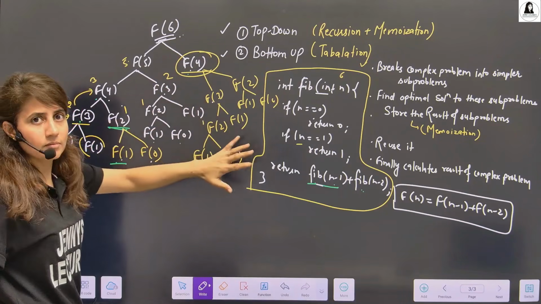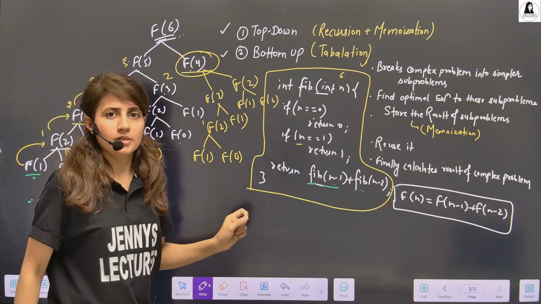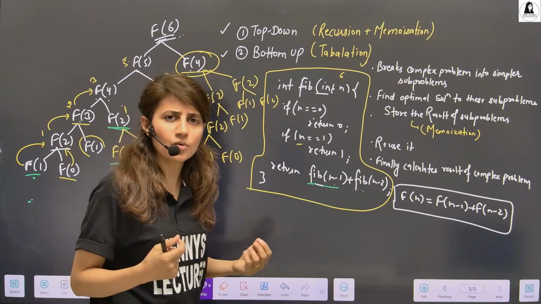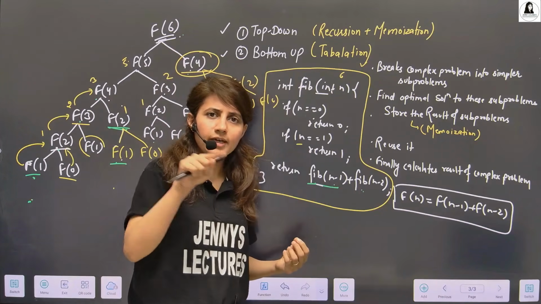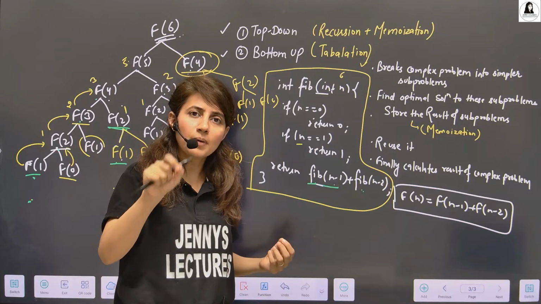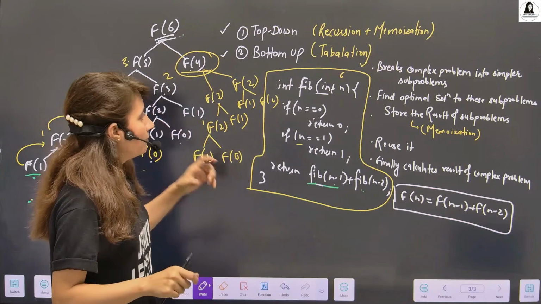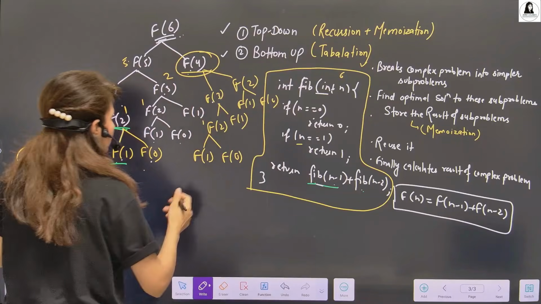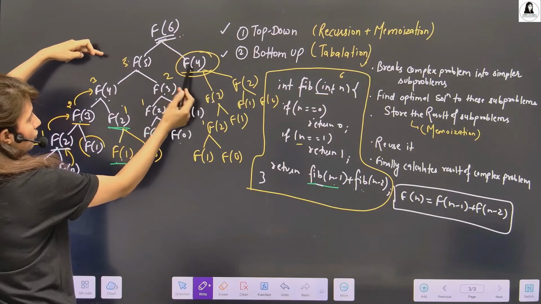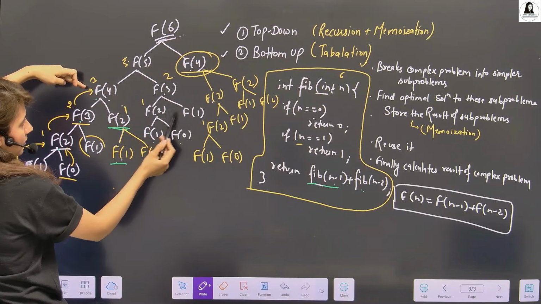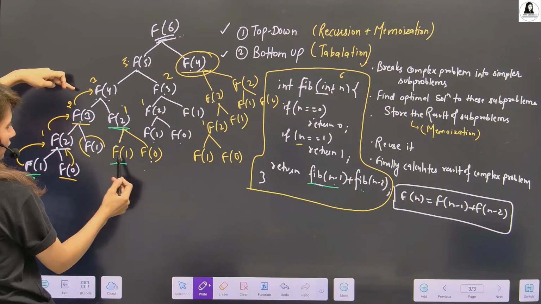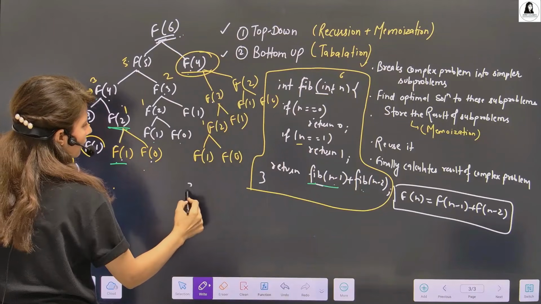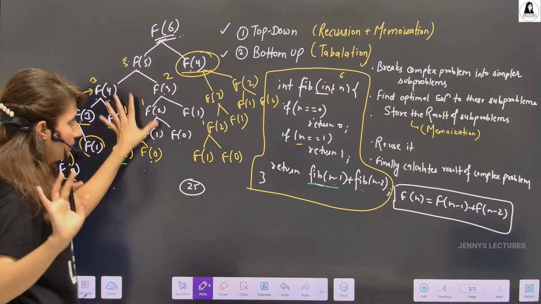Right now, if I ask you the time complexity, it means how many recursive calls are there. Time complexity of a recursive function, how do you calculate it? Number of recursive calls into time taken per recursive call. So how many recursive calls are there basically? See, f of 6: 1, 2, 3, 4, 5, 6, 7, 8, 9, 10, 11, 12, 13, 14, 15, 16, 17, 18, 19, 20, 21, 22, 23, 24, 25. I guess 25. I'm not sure, but around 25.